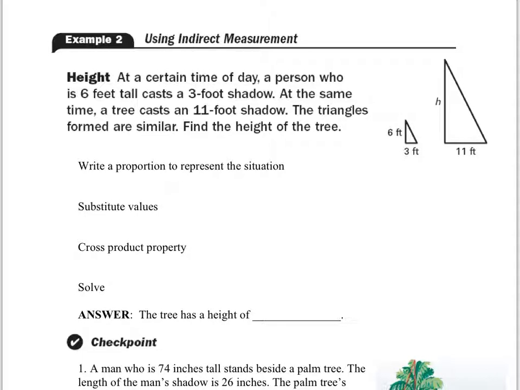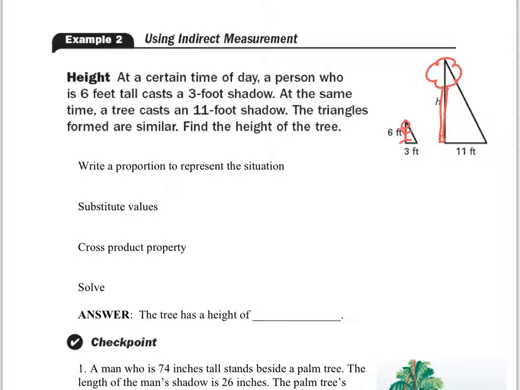It says at a certain time of day, a person who is 6 feet tall casts a 3-foot shadow. And so they've shown you actually a picture of this. This is the person. And then at the same time, a tree casts an 11-foot shadow. The triangles formed are similar, the triangle that's formed between the height and the shadow. And so it wants you to find the height of the tree. And so again, to measure a tree would be inconvenient, and this is going to give us a pretty good estimate of how tall it would be.